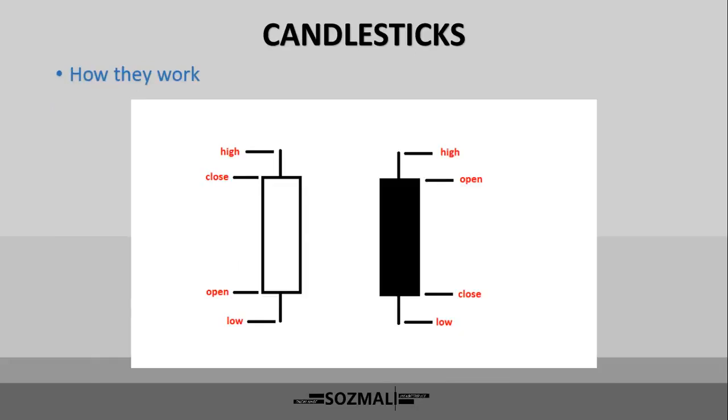Now, how do candlesticks work? Basically, candlesticks represent four pieces of data within each candlestick. It shows you the opening price of that individual candlestick depending on the time frame you pick. It'll show you the highest point that it reached, as you can see over here. Then it'll show you the lowest point it reached.